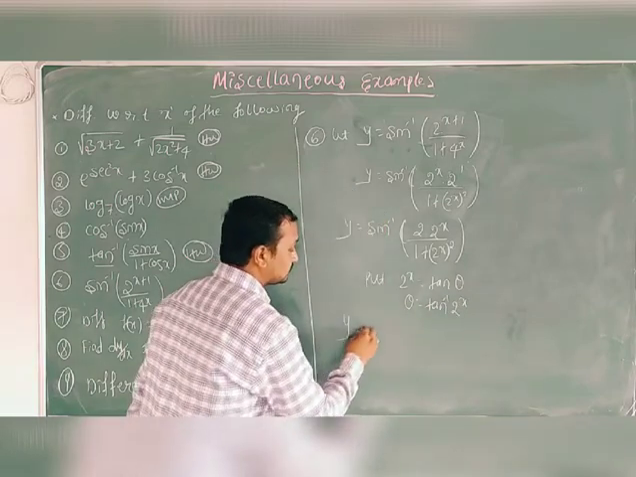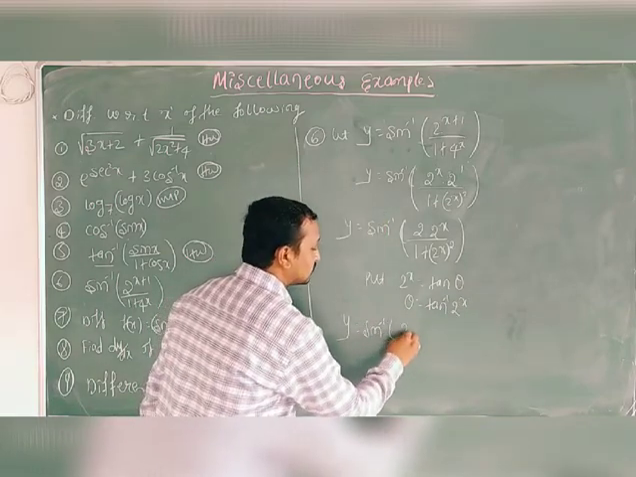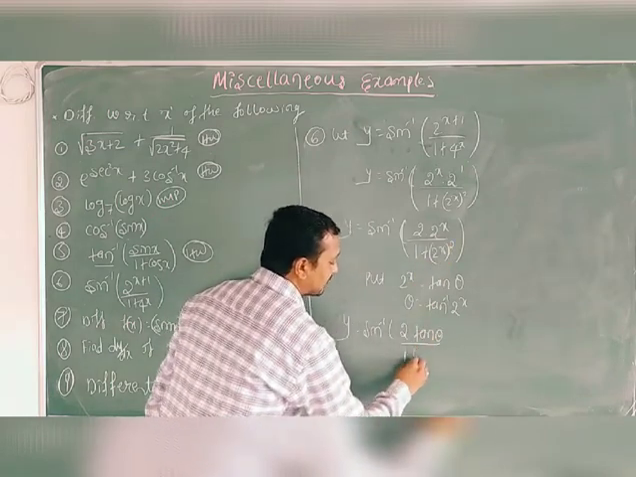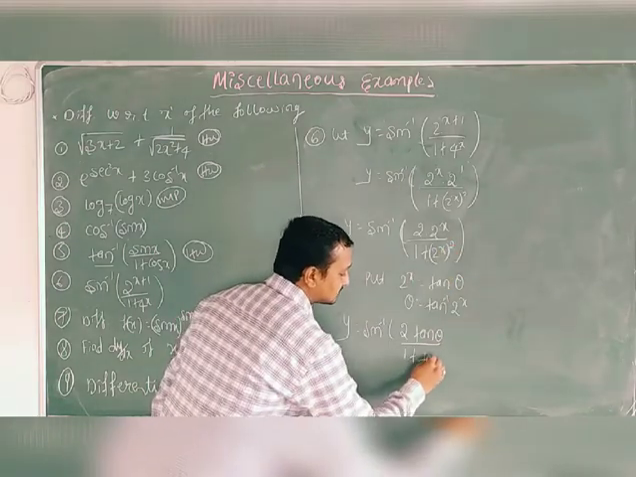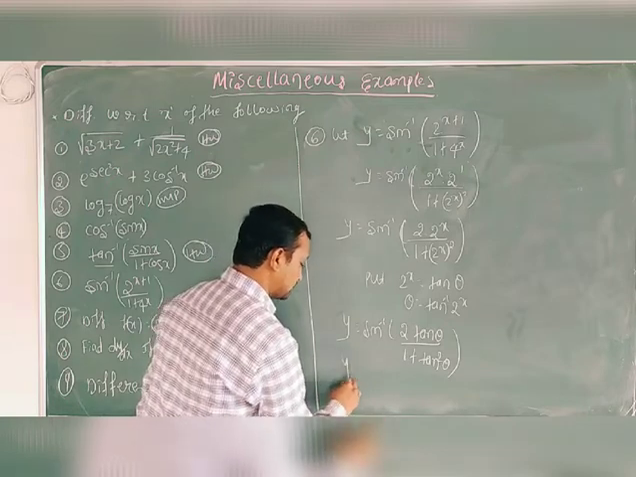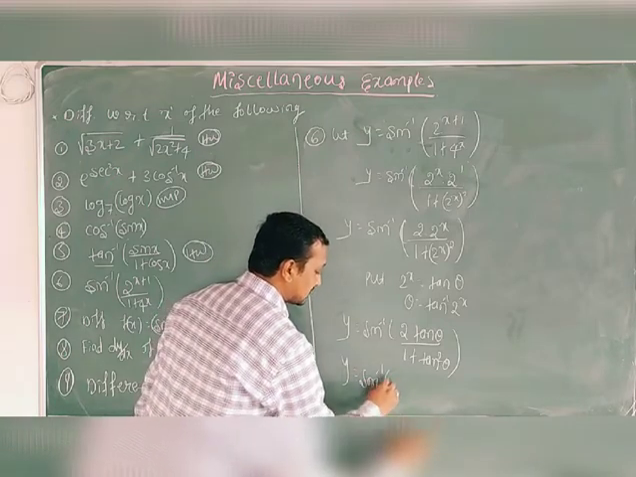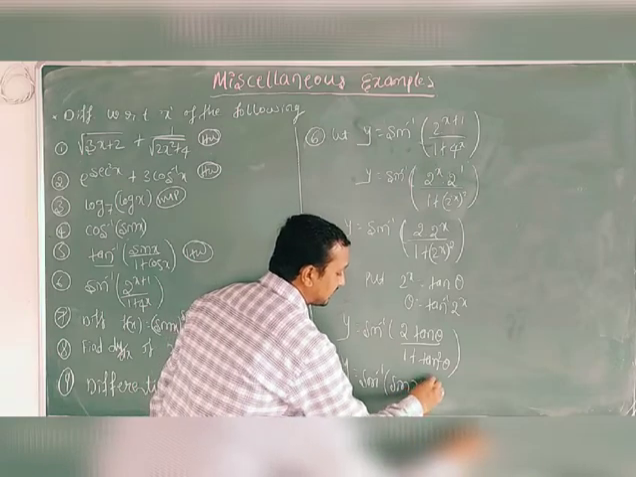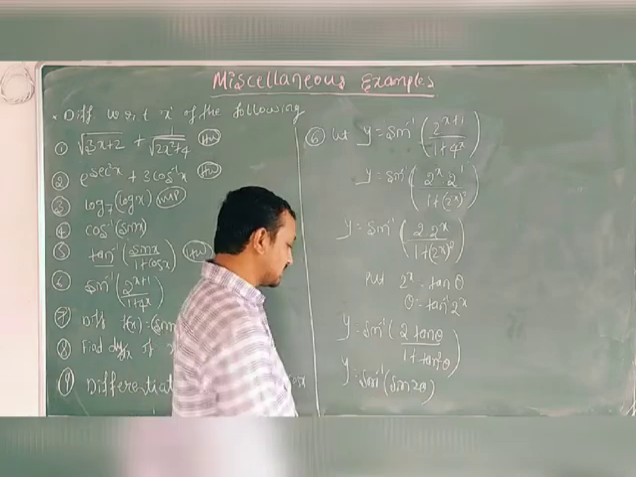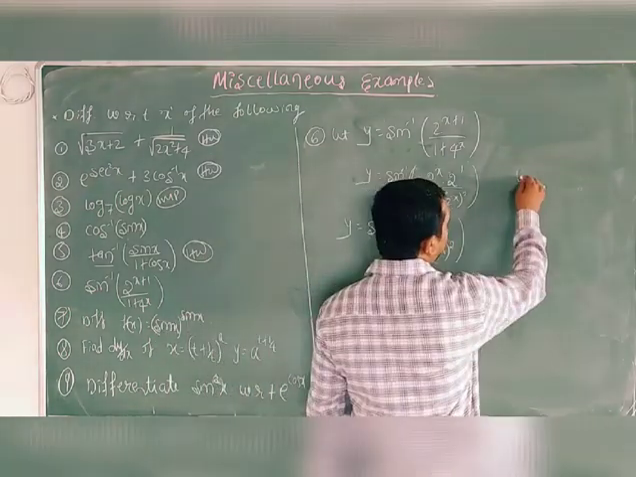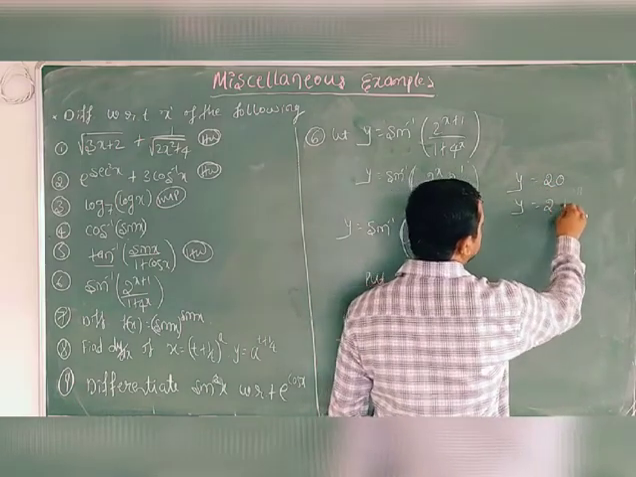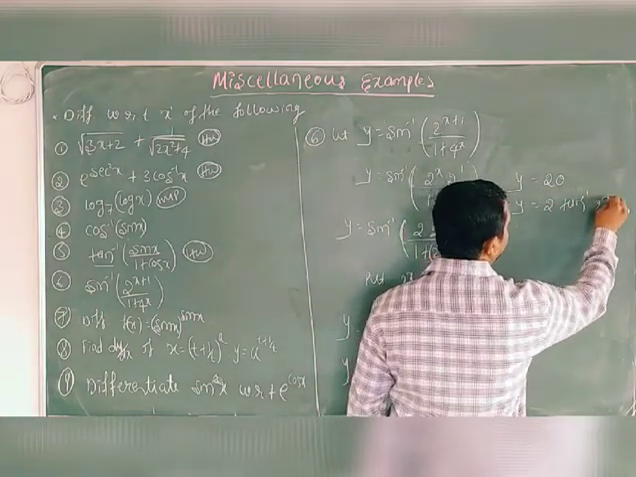So here y is equal to sin inverse of 2 into tan theta divided by 1 plus tan square theta, since 2 raised to x is tan theta. So y is equal to sin inverse of, this is the formula for sin 2 theta: 2 tan theta divided by 1 plus tan square theta is sin 2 theta. Sin inverse sin gets cancelled. So the value of y is equal to 2 into theta. So y equals 2 into, what is theta? Tan inverse of 2 raised to x.